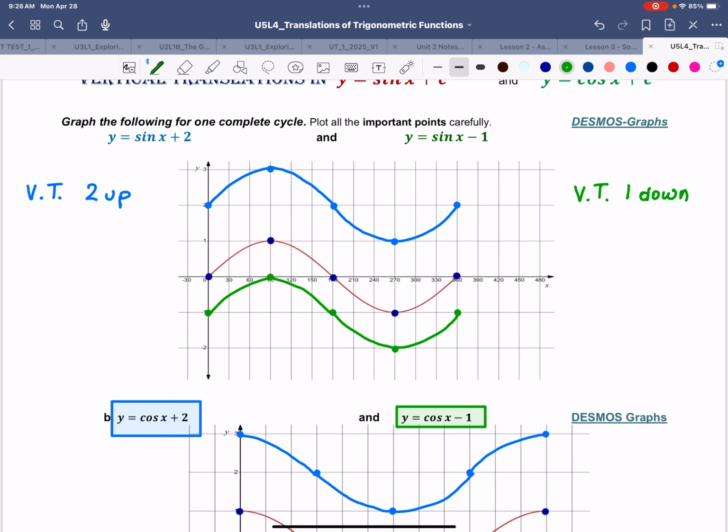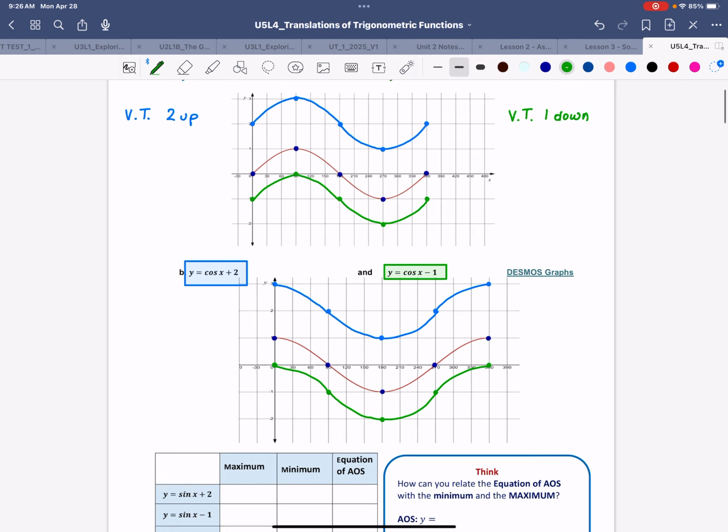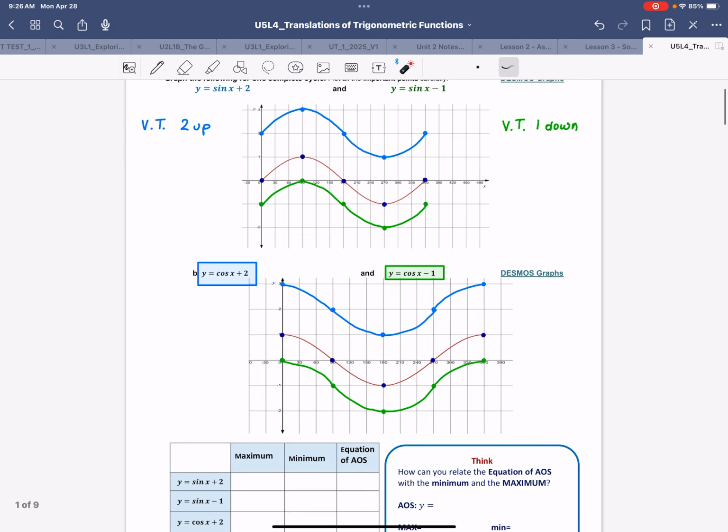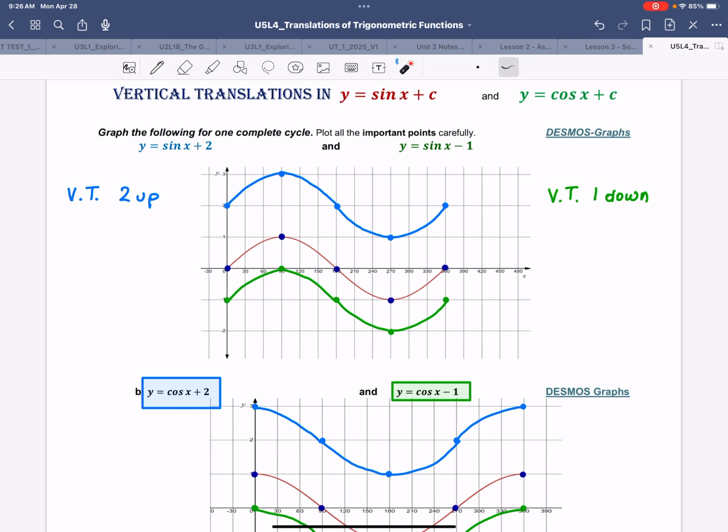So the next thing that we want to look at is how to determine the specific features of each graph. So how did the features of the graphs of sine and cosine functions change due to vertical translations? When we talk about the features of trigonometric functions, we focus mainly on the axis of symmetry, the minimum, the maximum, the period length, but that is something that is not being discussed in this section of the lesson. So what I want to bring your attention to is axis of symmetry.